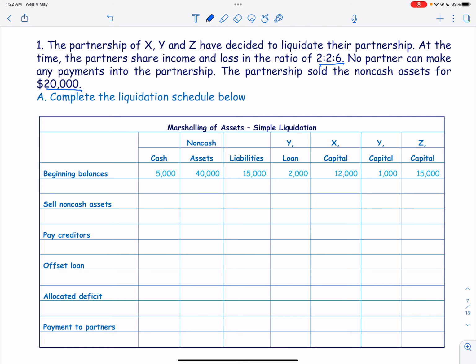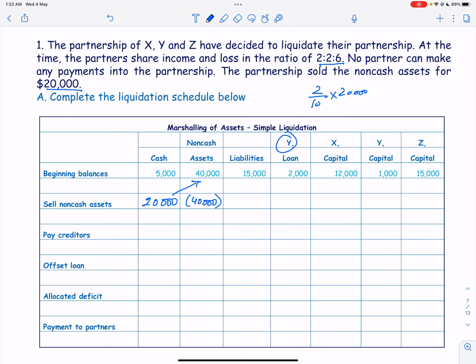So we have the balances over here, the beginning balances for cash, non-cash assets, liabilities, loan given by one of the partners, and the capital balances of the three partners X, Y, and Z. So first of all, they have sold their non-cash assets for 20,000. So our non-cash assets decrease by 40,000, and this means there is a loss of 20,000 to be shared by the three partners in their profit sharing ratio.